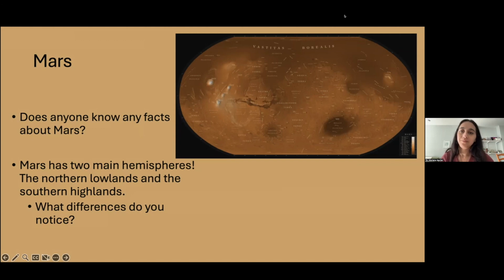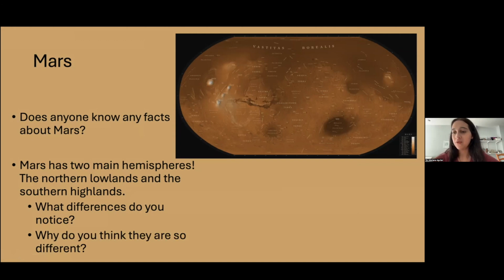Those are some really good points. Thanks for pointing that out. I did not see the chat. But there's also the hemisphere. Does anyone notice differences between the two hemispheres? The southern hemisphere seems to have a much higher elevation in the geography and topography, but it also has much larger craters. Yeah, it has a lot more craters. That's a great point. Why do you think the two are so different, or how could they have become so different over time?